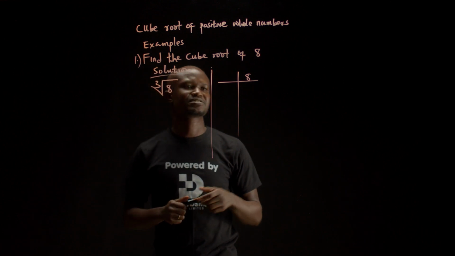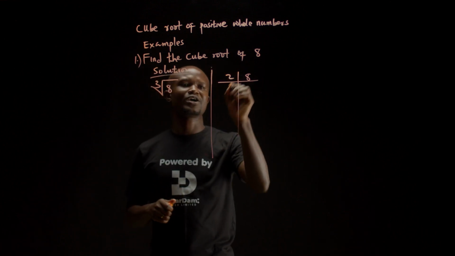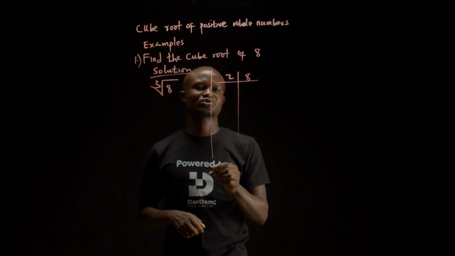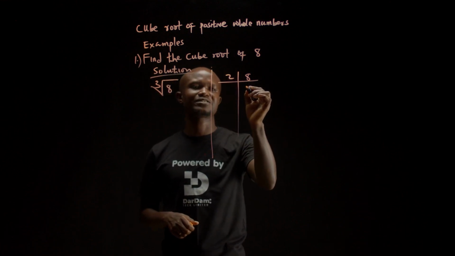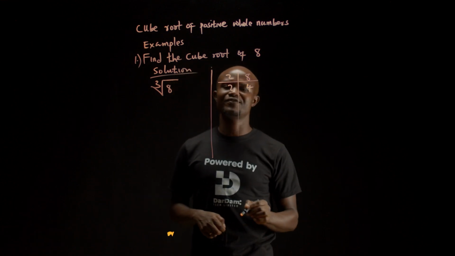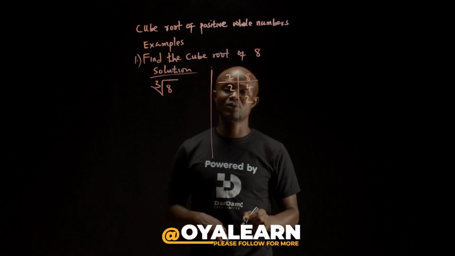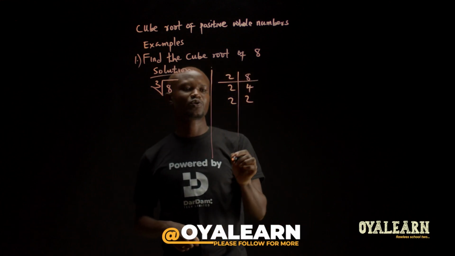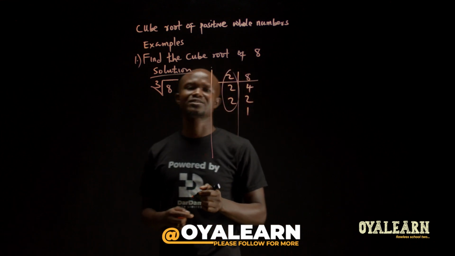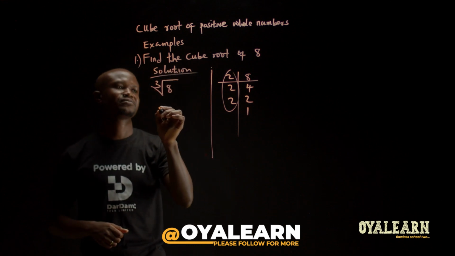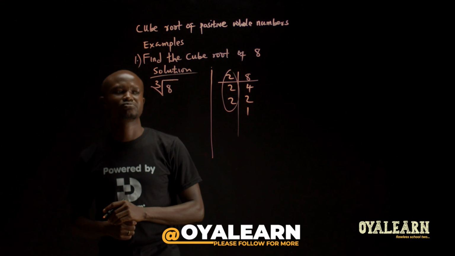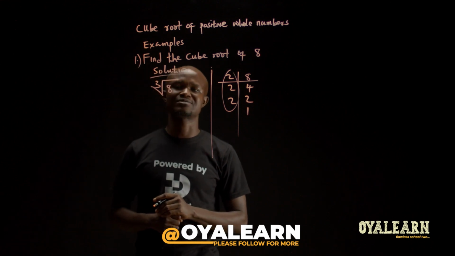Now in this case, we can use 2 to divide 8. 8 divided by 2, what do we have? That is 4. 4 divided by 2, what do we have? We have 2. Then we can use 2 also. 2 divided by 2, we have 1. So it means that what? 8 is the same as 2 times 2 times 2.